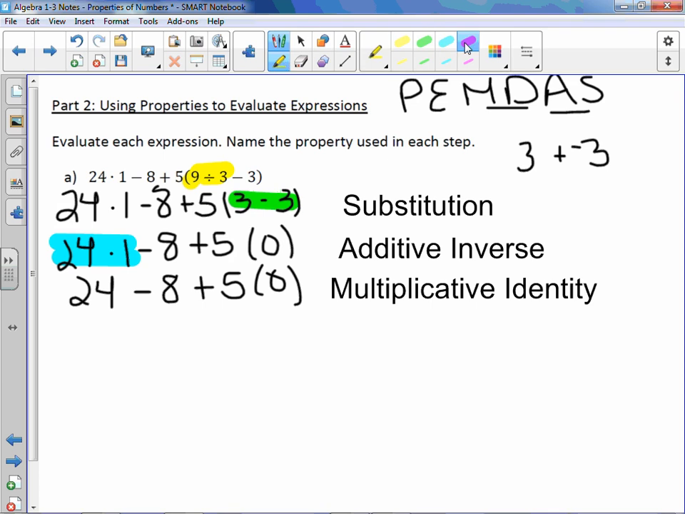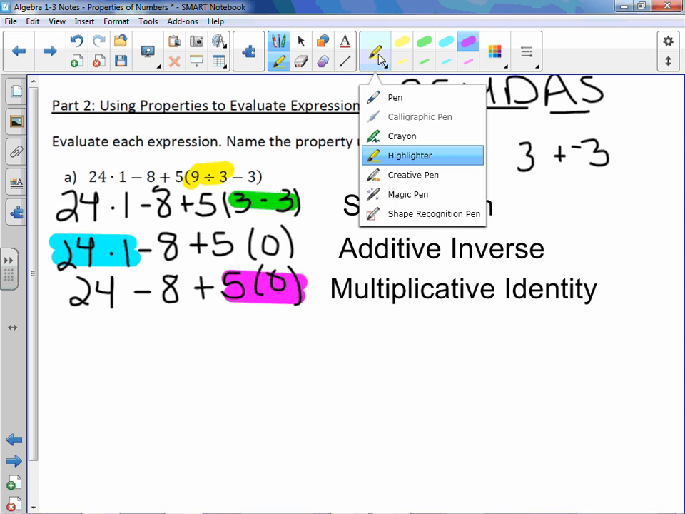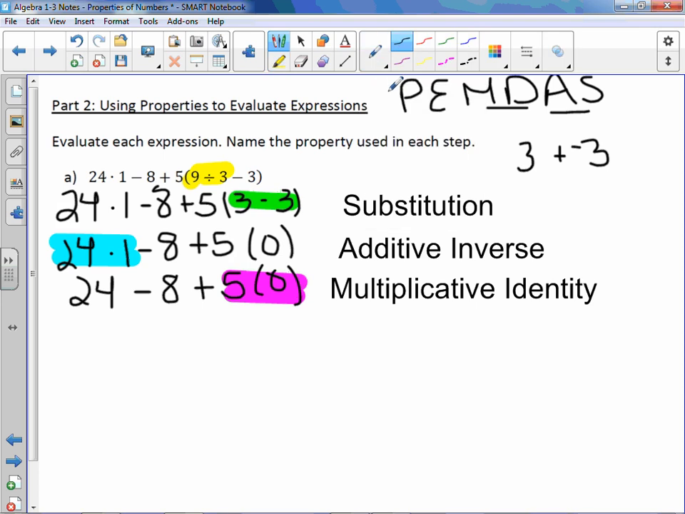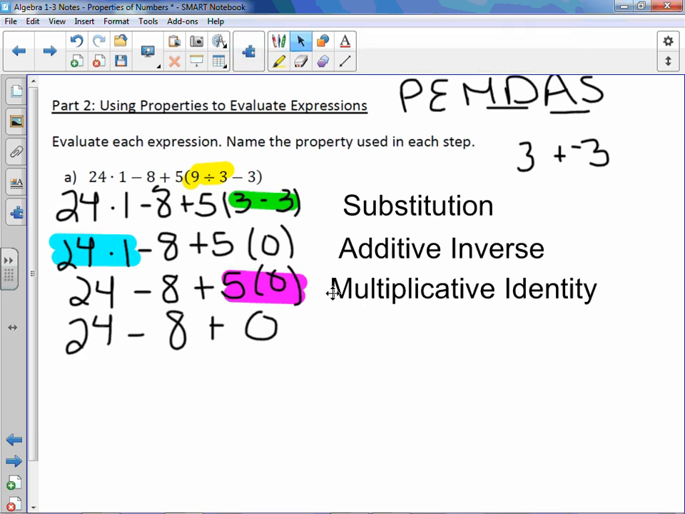We still have some multiplication. We have 5 times 0, which is, I'm sorry, it's not 5, it's 0. 5 times 0 is 0. So we are multiplying by 0, which means this is the 0 property.